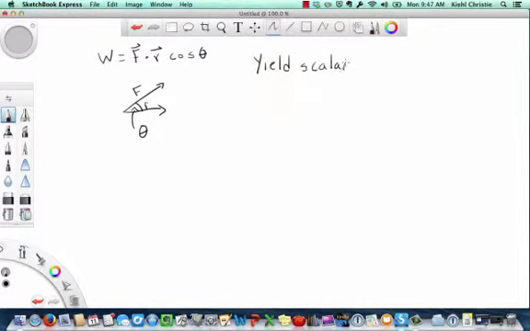There's another way to multiply vectors which yields a vector solution, and that's called a cross product, but we're not going to talk about that until we have to because those are a little trickier.